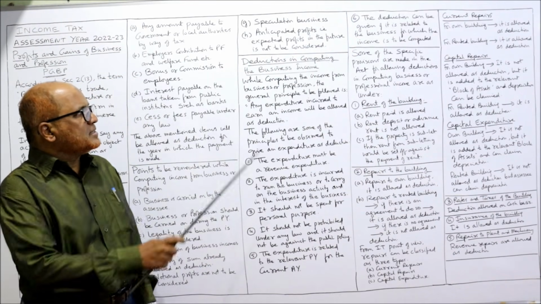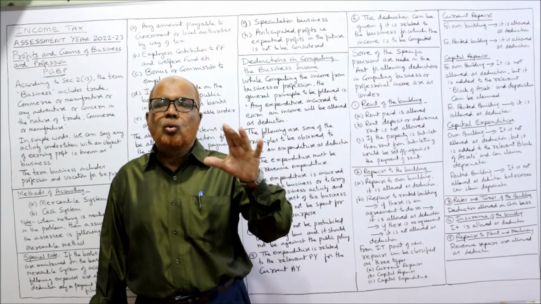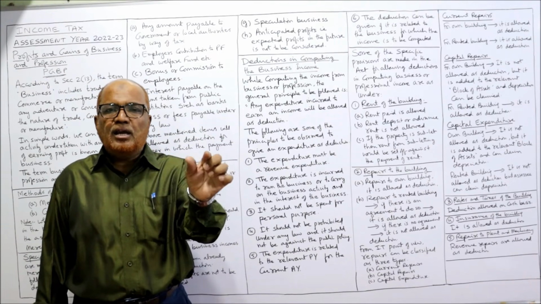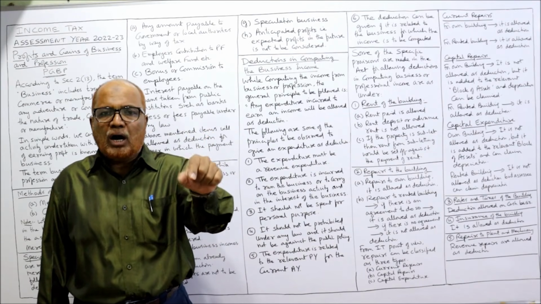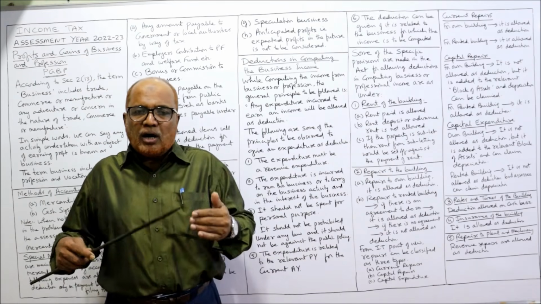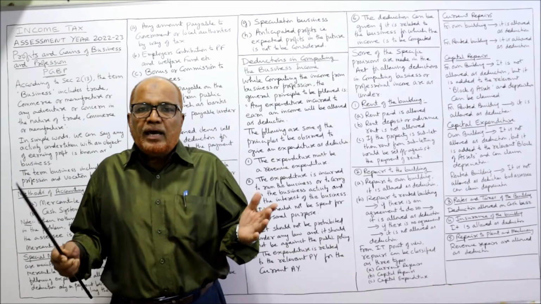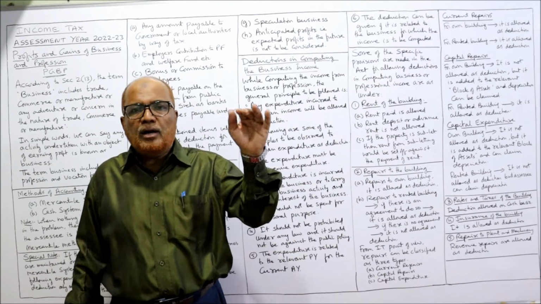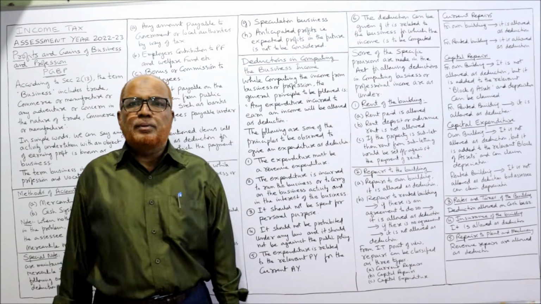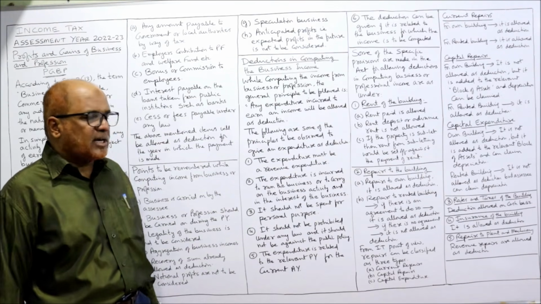While computing the income from business or profession, Income Tax Act has given a general rule, general principle, that any expenditure incurred in order to earn the income will be allowed as deduction. If you want to earn the income, you have to spend some expenditure. So any expenditure incurred in order to earn the income, that will be allowed as deduction. That is a general principle. Now, the following are some of the principles to be observed to give an expenditure as deduction.